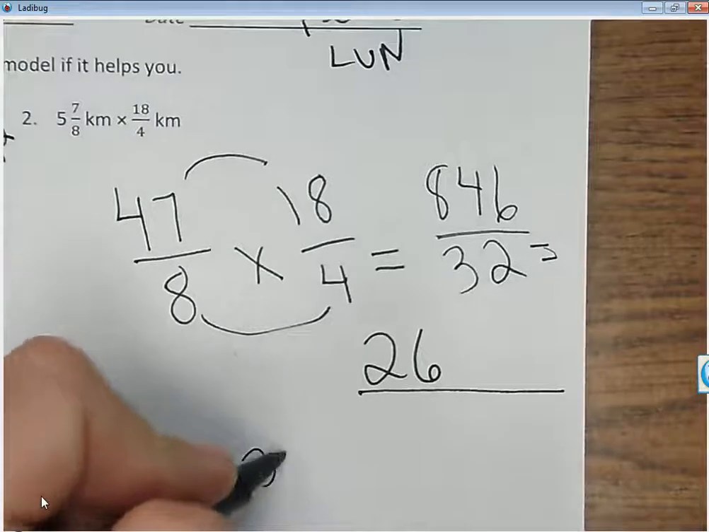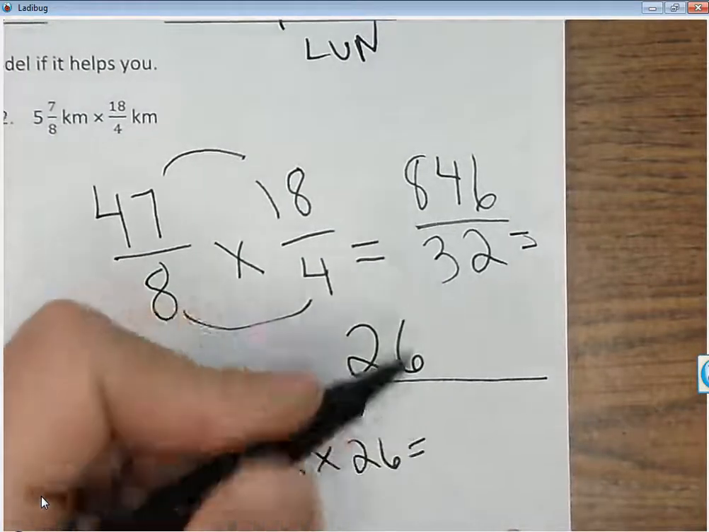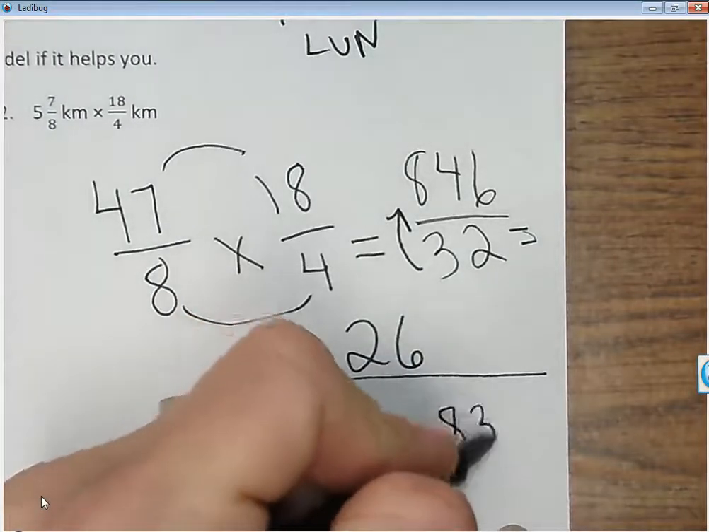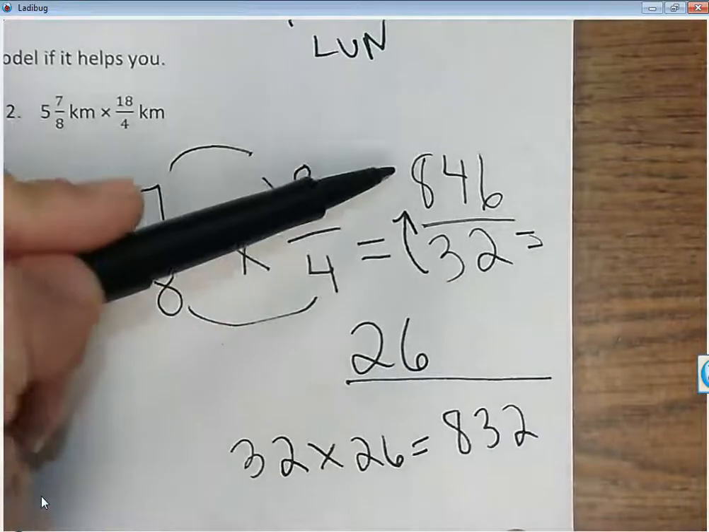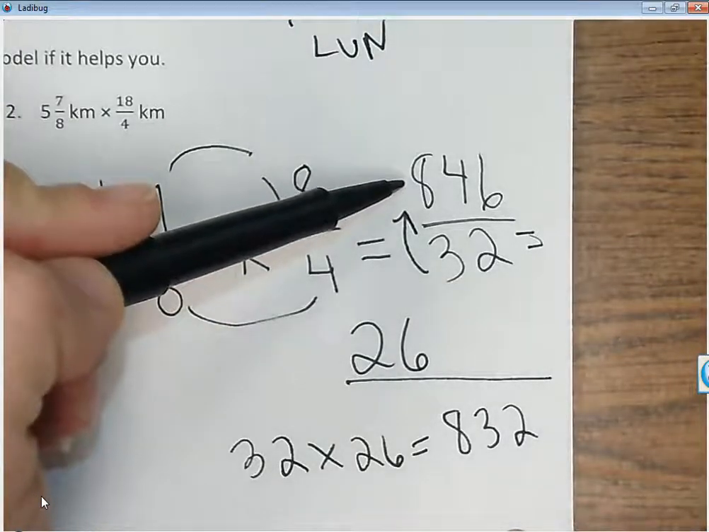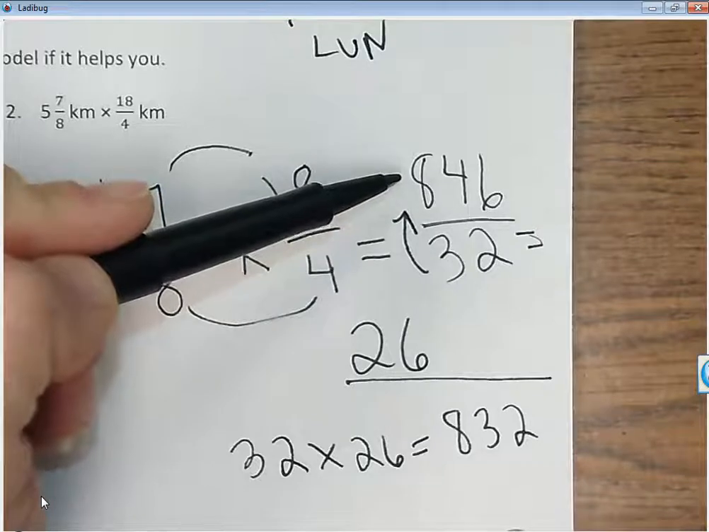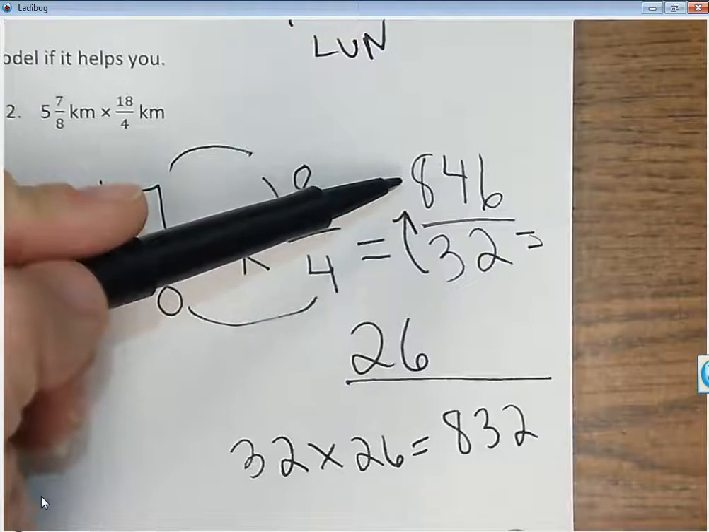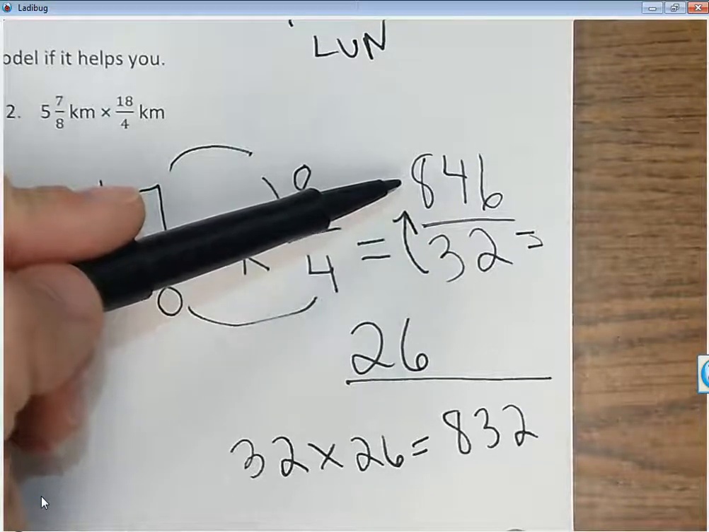Well, 32 times 26, so if this goes in 26 times, I can see what that is and then see how many extras there are. So I can write it as a fraction. So let's try 32 times 26. I got 832. So what's the difference between 832 and 846? How many extras are there? So 832 to 842 would be 10 plus 4 more. So 14.